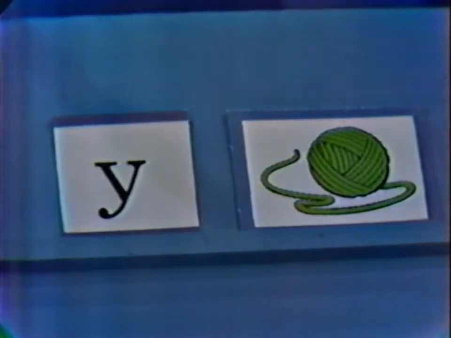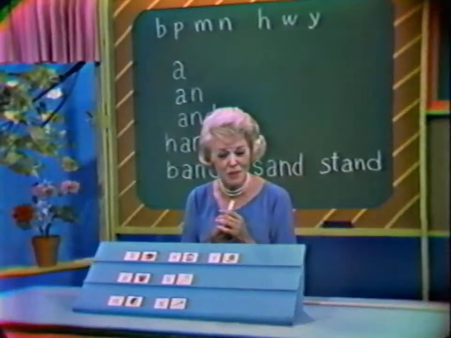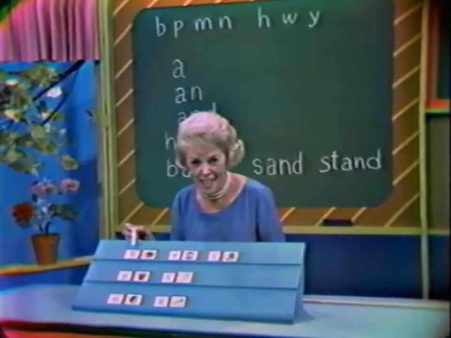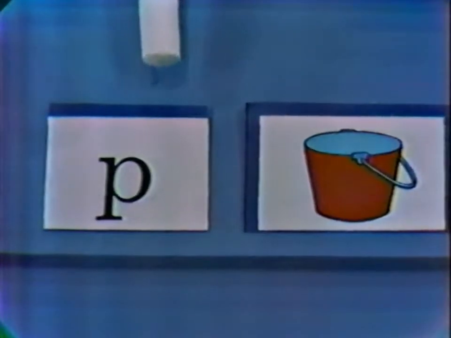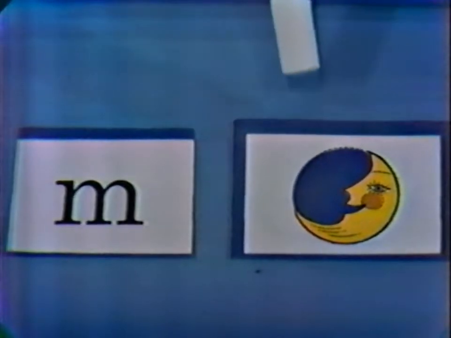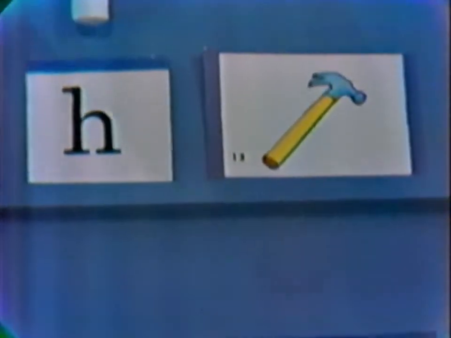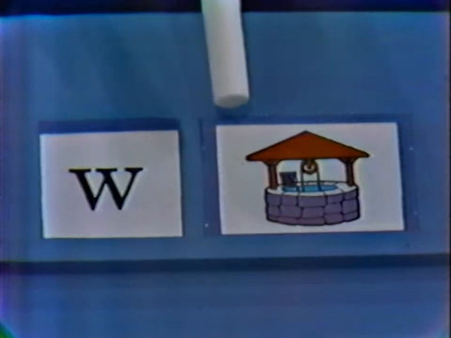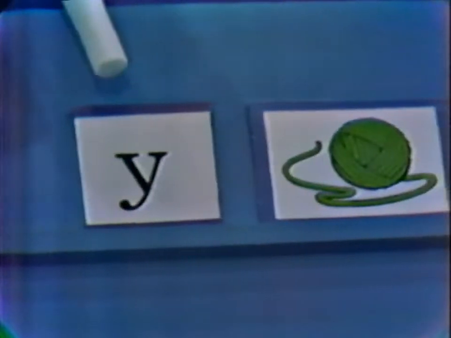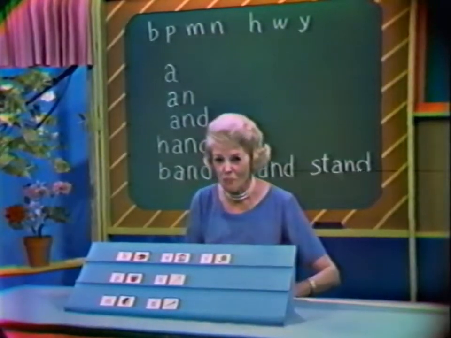Now you know what these letters all tell. So you do them with me. B, basket. P, pail. M, moonlight. N, nail. H, hammer. W, well. Y, yarn. Now we can make even more words.